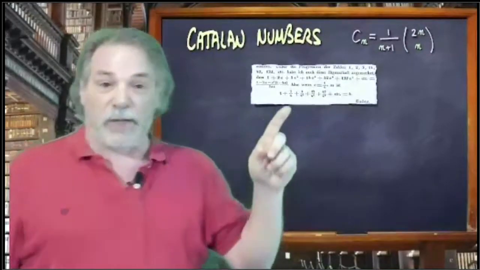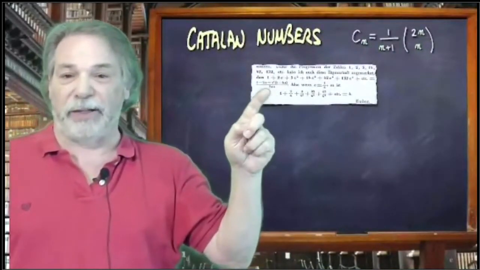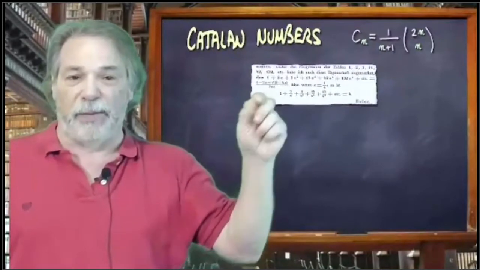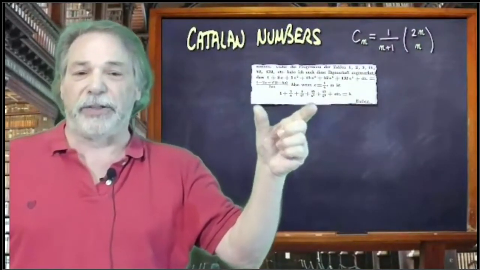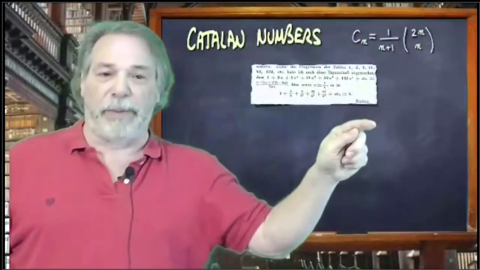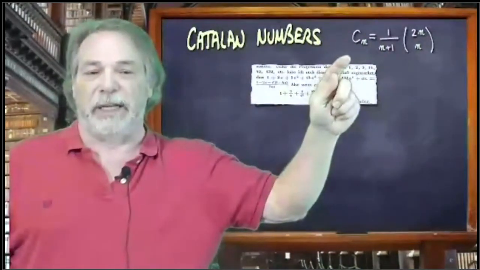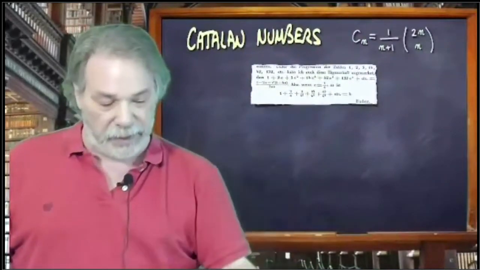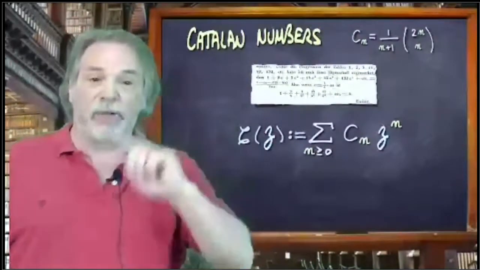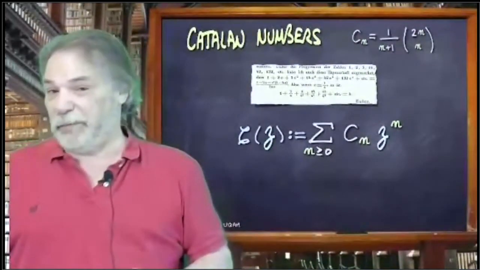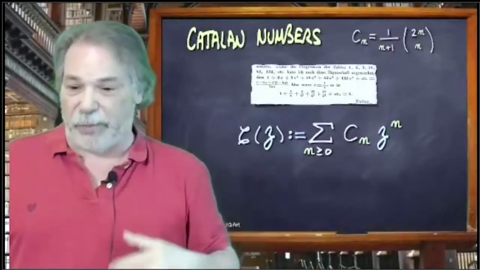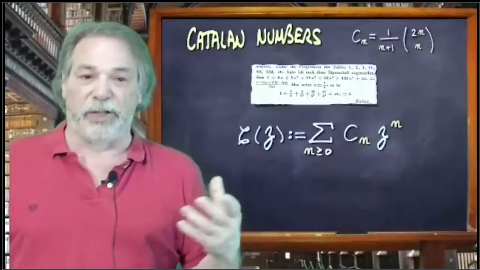and you can't read this because it's too small, but that's a portion of the letter from Euler to Goldbach, and he actually had stated slightly differently the formula that is here. But he also had something interesting from the point of view of technology of combinatorics.